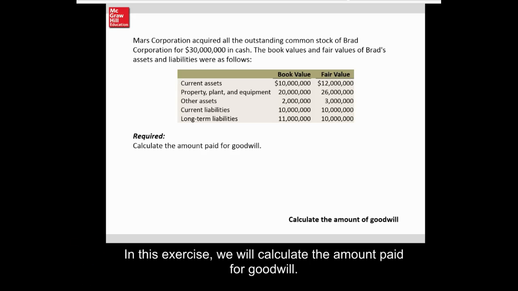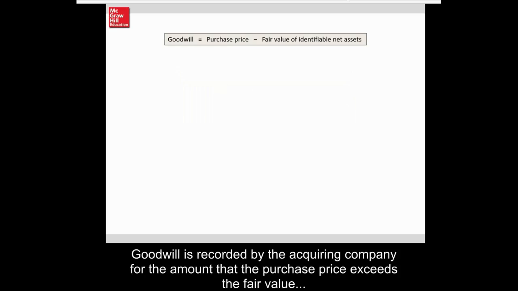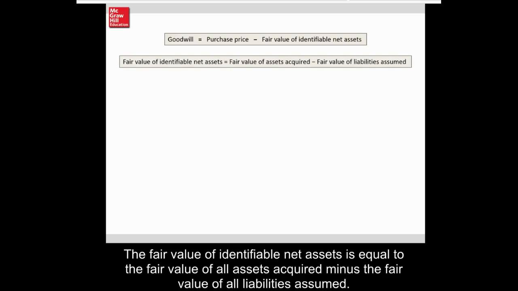In this exercise, we will calculate the amount paid for goodwill. Goodwill is recorded by the acquiring company for the amount that the purchase price exceeds the fair value of the acquired company's identifiable net assets. The fair value of identifiable net assets is equal to the fair value of all assets acquired minus the fair value of all liabilities assumed.